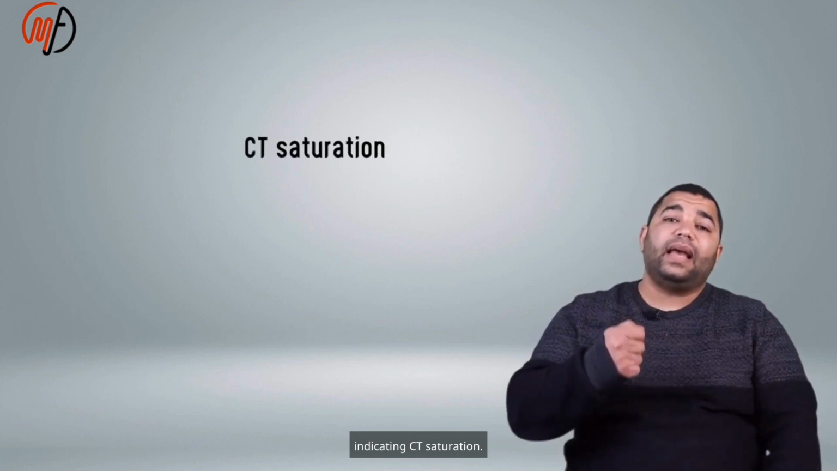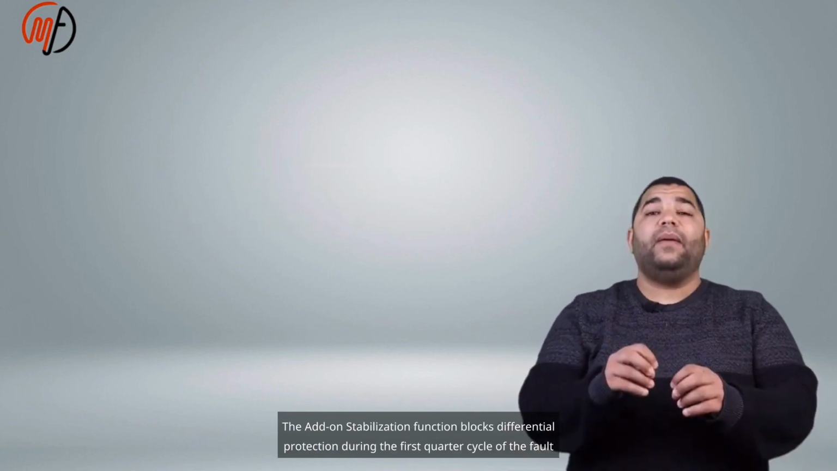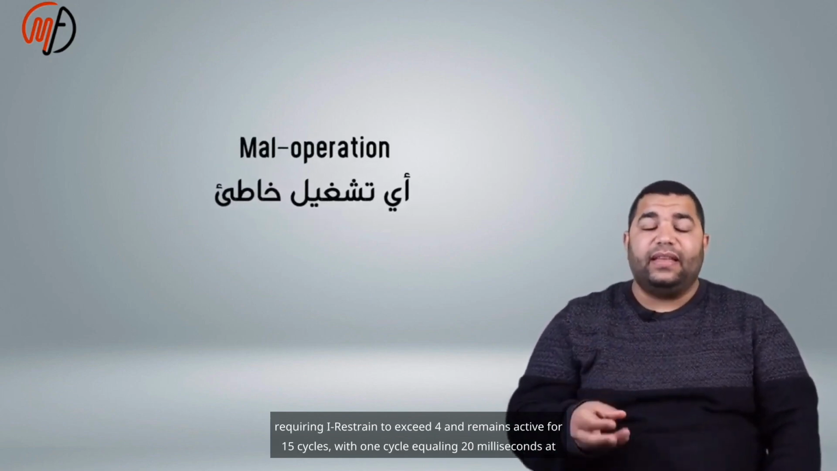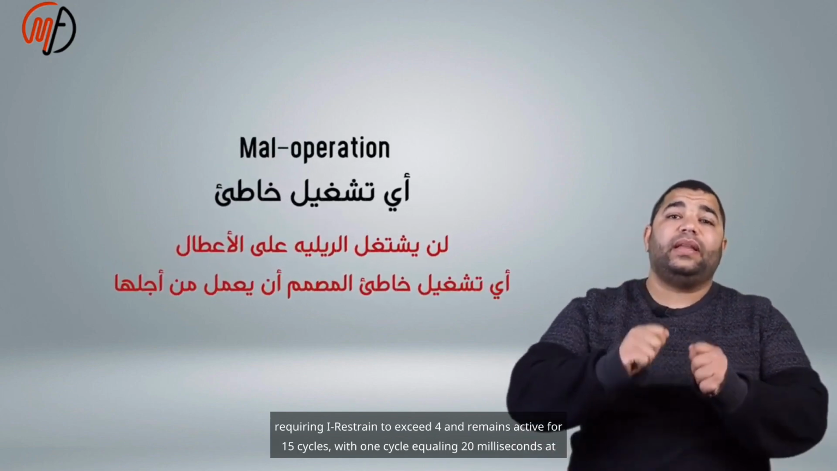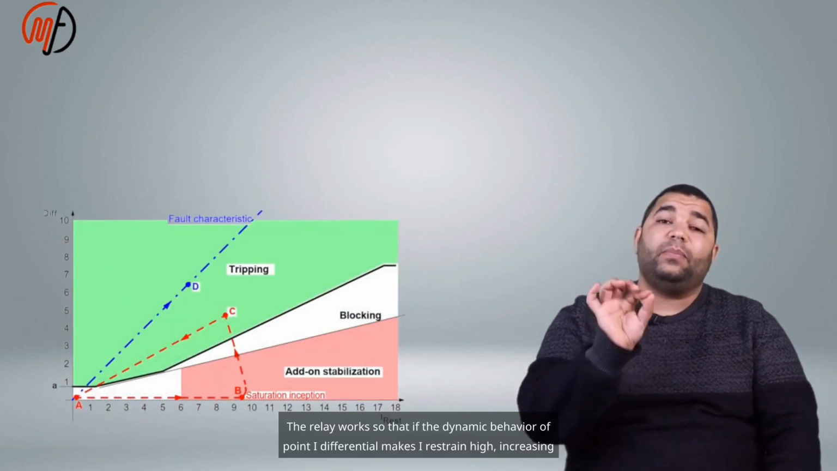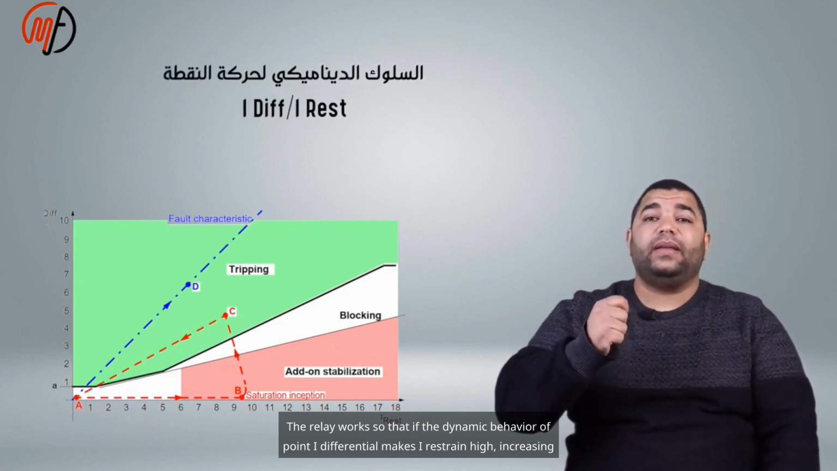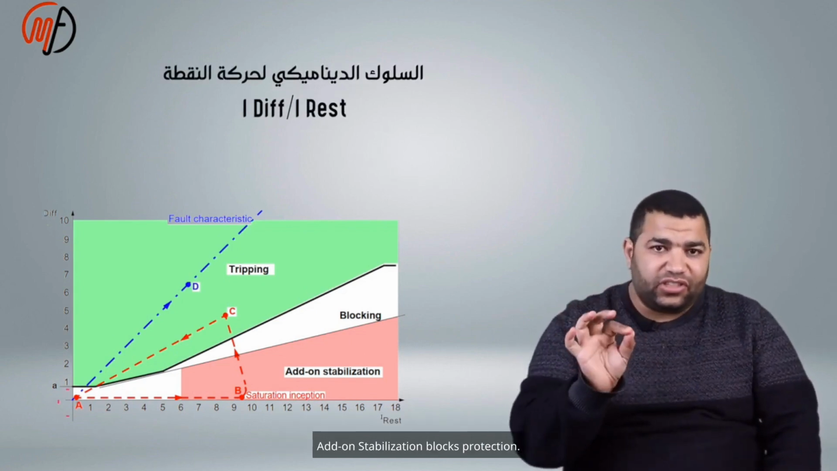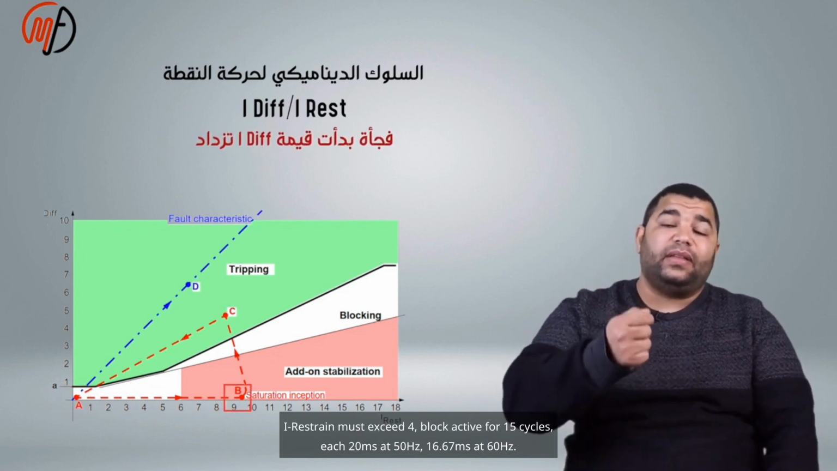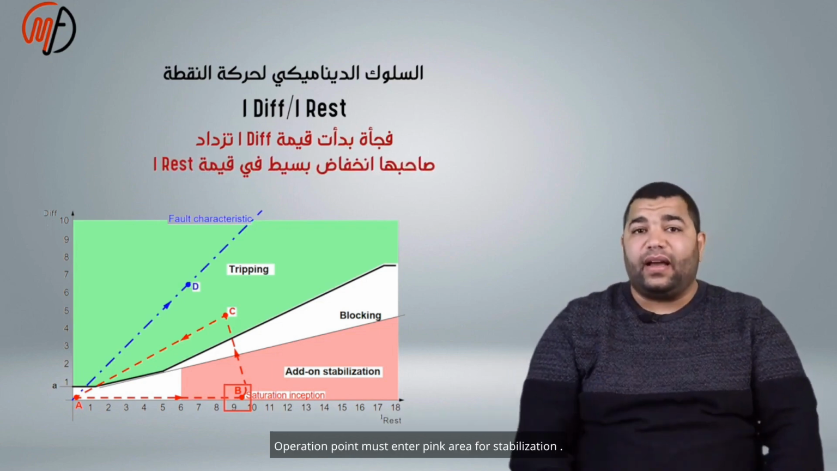CT saturation. The add-on stabilization function blocks differential protection during the first quarter cycle of the fault, requiring I restrain to exceed 4, and remains active for 15 cycles, with one cycle equaling 20 milliseconds at 50 Hz. The relay works so that if the dynamic behavior of point A makes I restrain high, increasing differential current, add-on stabilization blocks protection. I restrain must exceed 4, and the block is active for 15 cycles, each 20 milliseconds at 50 Hz, 16.67 milliseconds at 60 Hz.